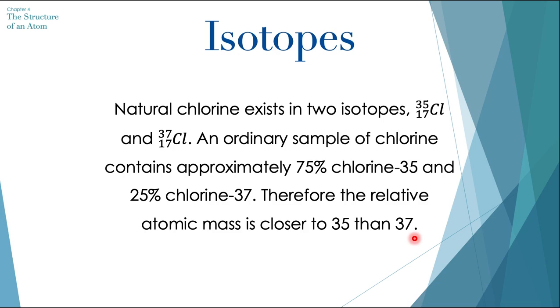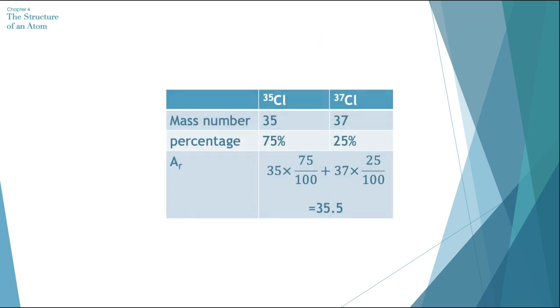So we say that the atomic mass of hydrogen is 1. In the same way, the relative atomic mass of chlorine would be closer to 35 than 37 because of the percentage of both atoms. Chlorine-35 is more than chlorine-37. So here is how we can find the atomic mass of chlorine. The mass number of chlorine-35 is 35 and the mass number of chlorine-37 is 37.